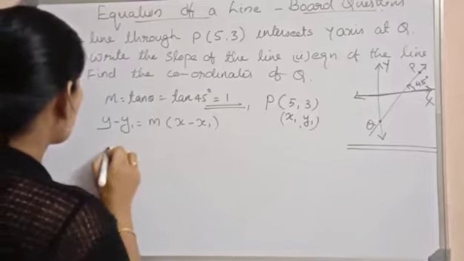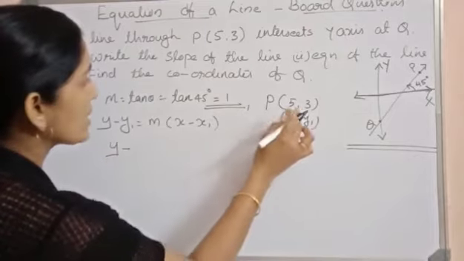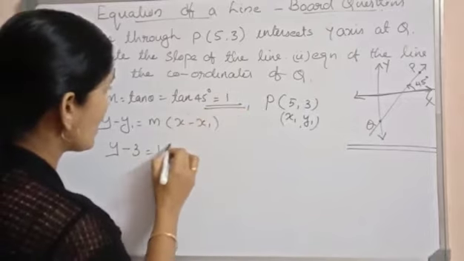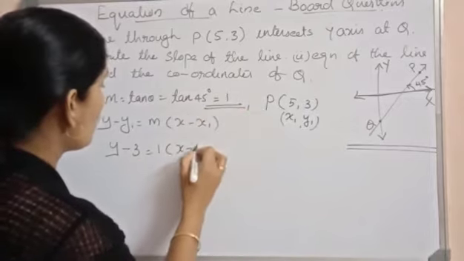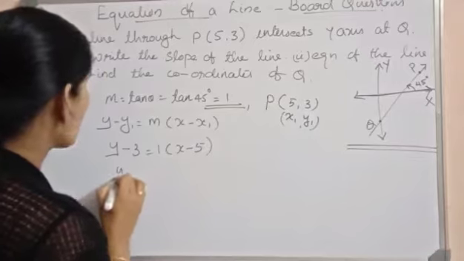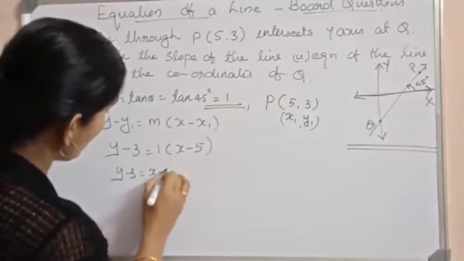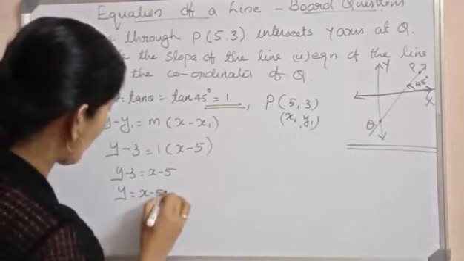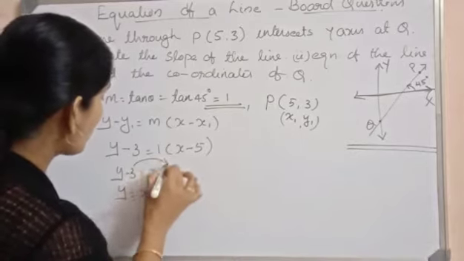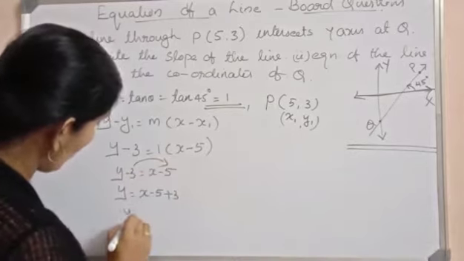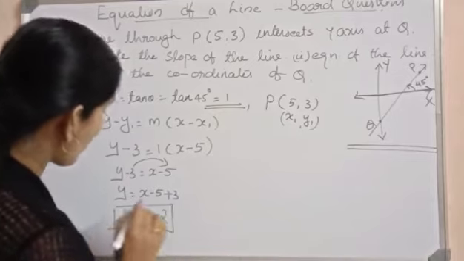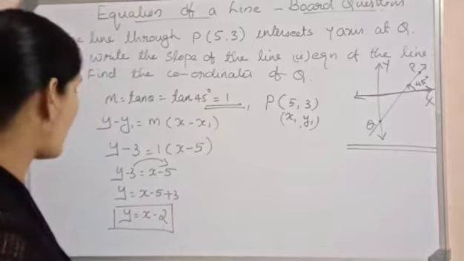Now substitute these values in the equation. We get y minus y1, which is 3, is equal to the slope 1 into x minus 5. So this is y minus 3 is equal to x minus 5, or y is equal to x minus 5 plus 3 on bringing 3 to the other side. That's y is equal to x minus 2. Therefore, the equation of the line is y is equal to x minus 2.